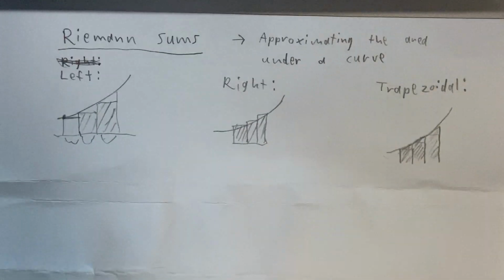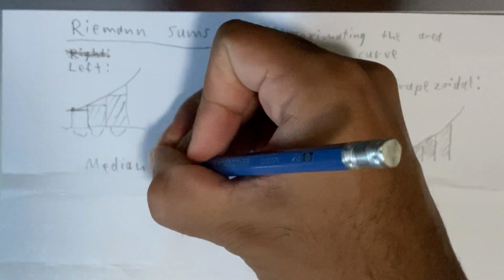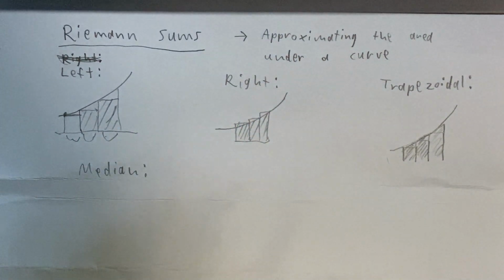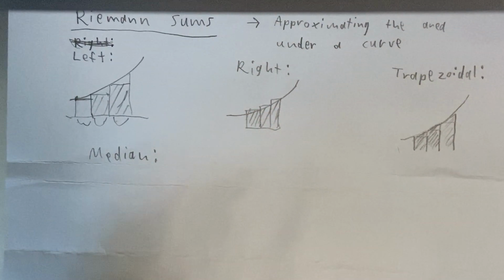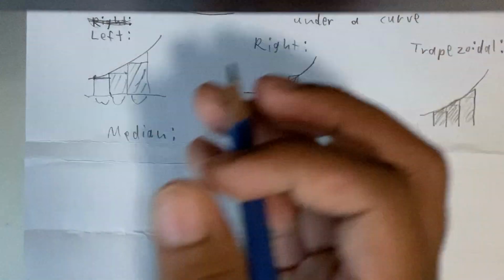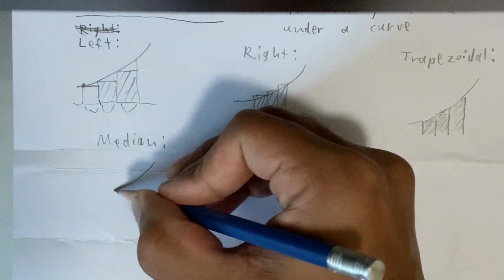And then you have, I think it's called the median Riemann sum, and this one is also close. Both median and trapezoidal are the closest. Trapezoidal is probably more accurate, I think. Yeah. Okay, so then median, I mean, it depends on the situation, I guess.